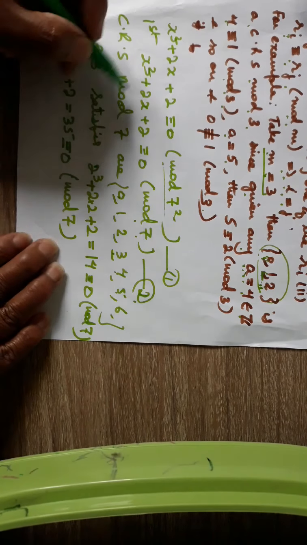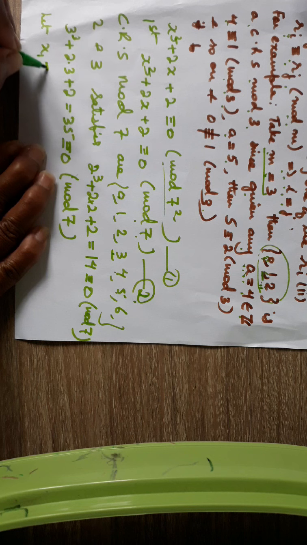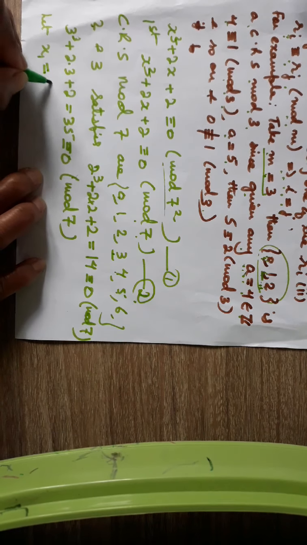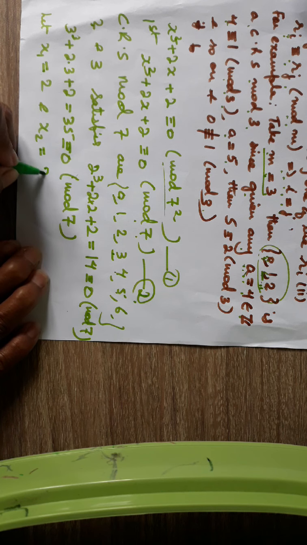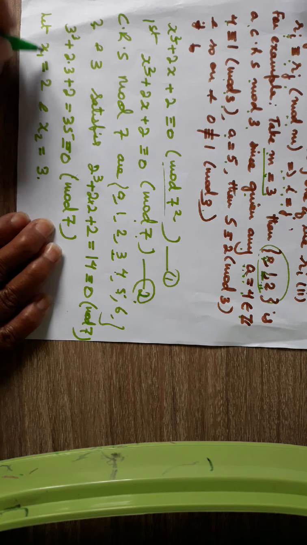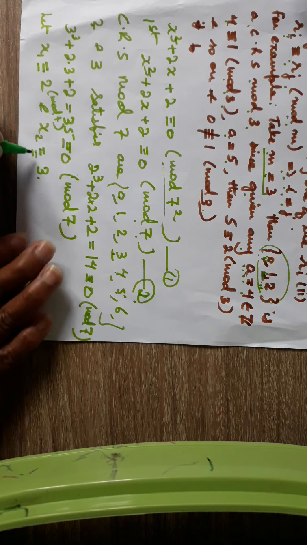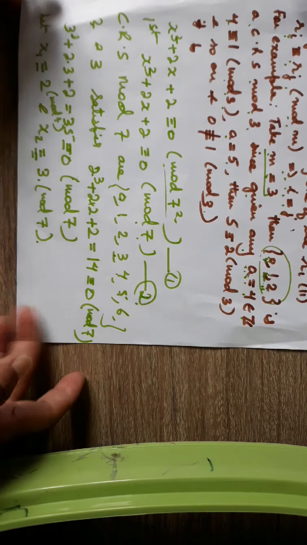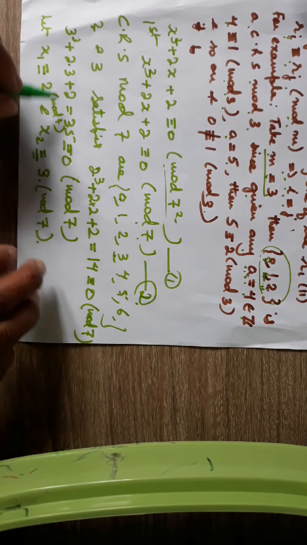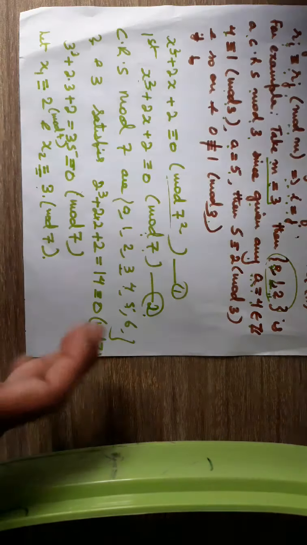So now from among these we see that x1 is equal to 2 and x2 is equal to 3, or we can say that x1 is congruent to 2 mod 7 and x2 is congruent to 3 mod 7, because these two satisfy the congruence modulo 7.